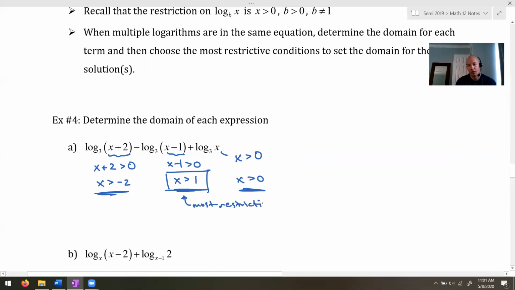value or domain. Therefore, we would say for the entire equation, x better be bigger than 1. So if this was an equation and I'm solving it, any value of x that is not bigger than 1 would be extraneous.